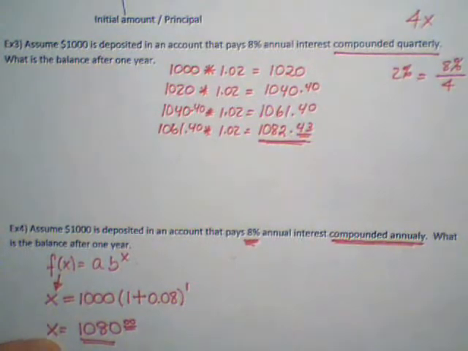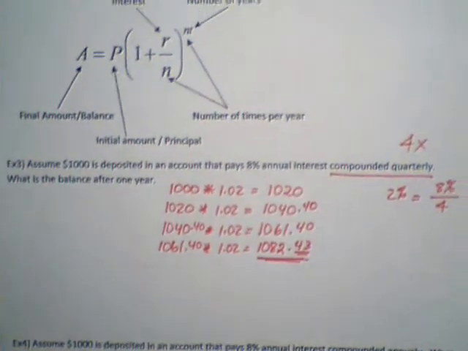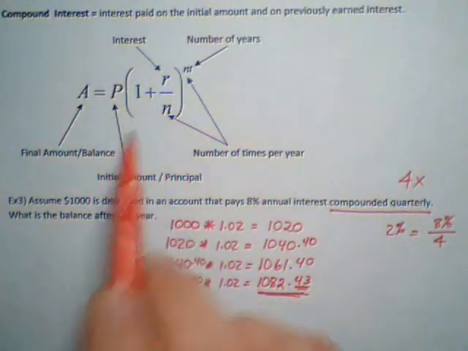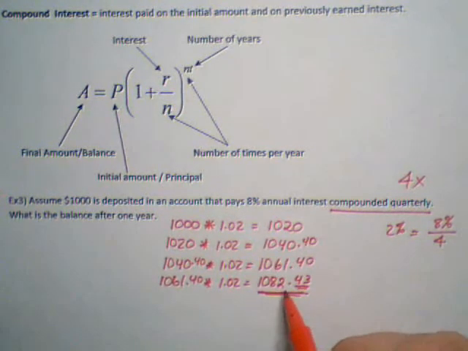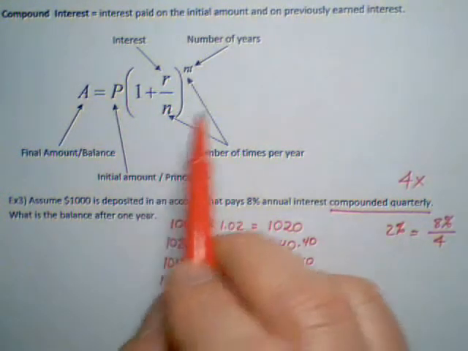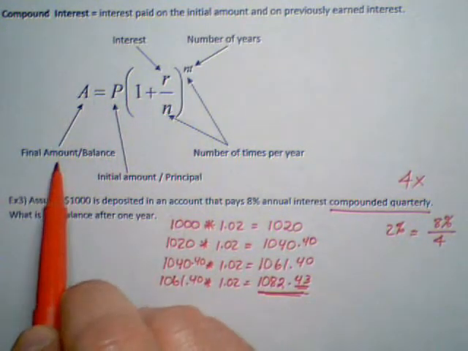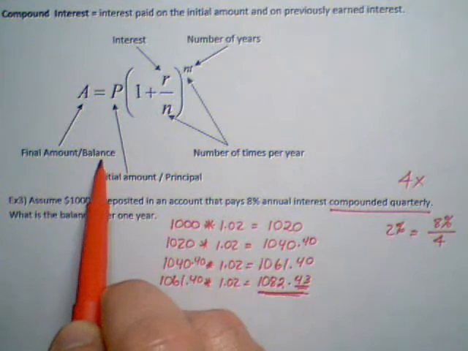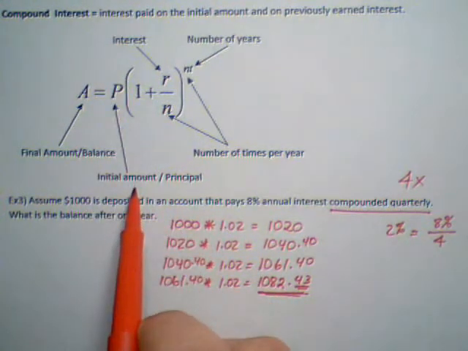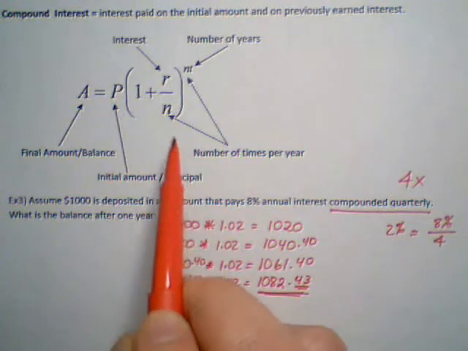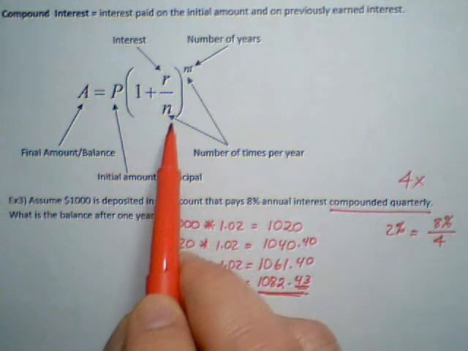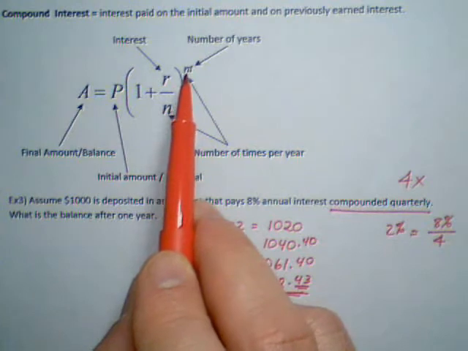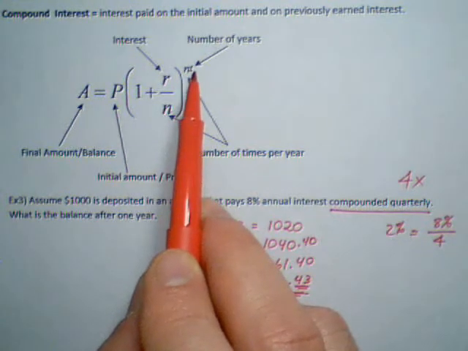Okay. Now, like I promised you, there is a formula that helps us calculate the balance in your account, instead of having to do this step by step to get to our final payment of 1 year. The formula is A, which stands for balance or final amount, equals P, which stands for initial amount or principal, times open parenthesis 1 plus the interest rate over the number of times the bank is going to make payments, close parenthesis, raised to the number of payments times the number of years.